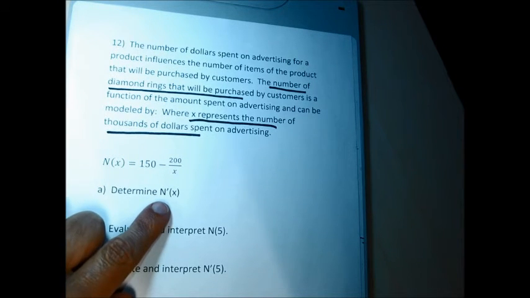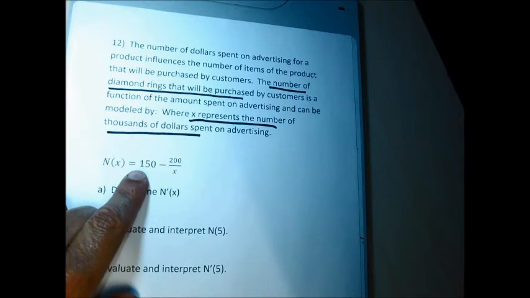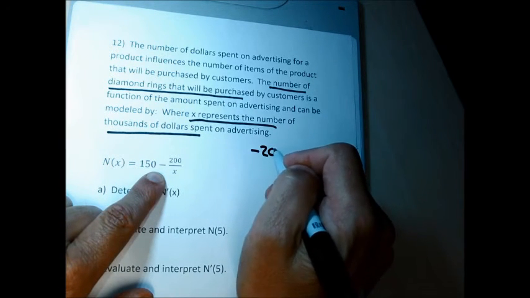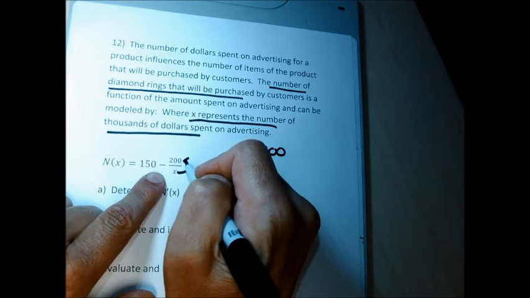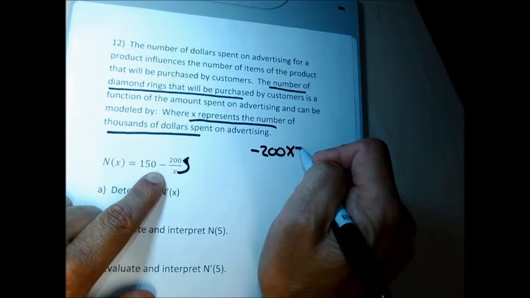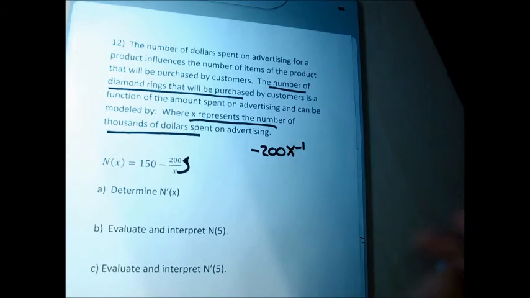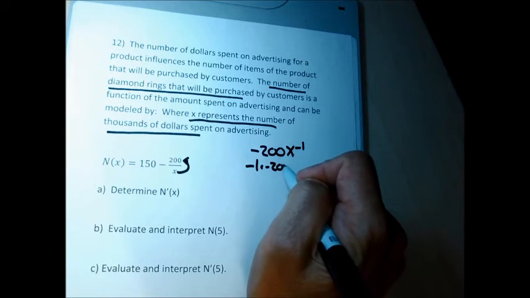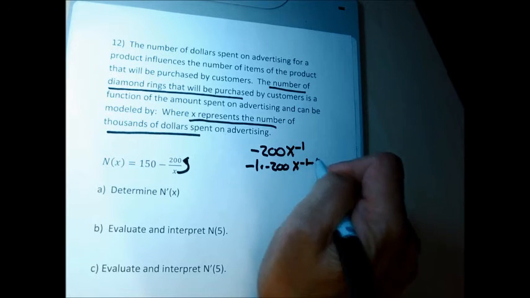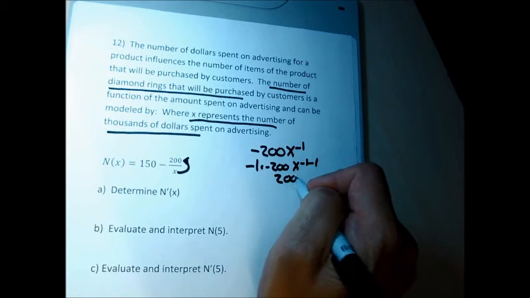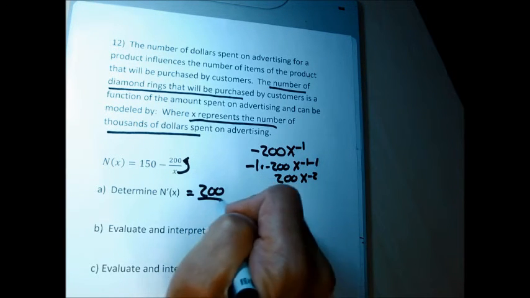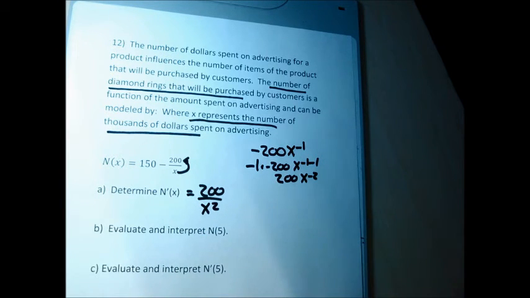So first find the derivative, N prime of X. The derivative of 150 is 0. To do the derivative of minus 200 over X, I have to move the X up to the numerator and make it minus 200X to the negative 1. And then I'll just use the general power rule. I'm going to go negative 1 times negative 200, lower the exponent by 1, I'll get positive 200 X to the negative 2, which is positive 200 over X squared. So that's my derivative. Now it's just interpreting.